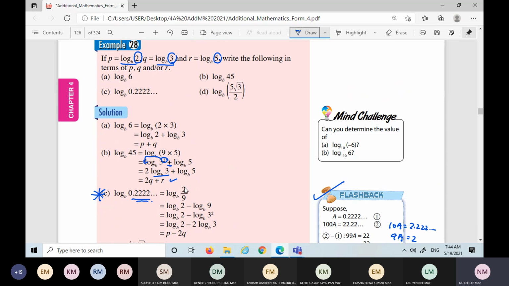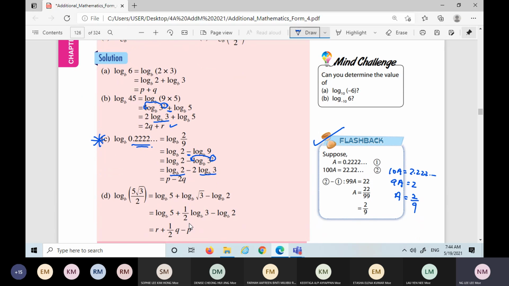So 2 over 9 becomes 2 logs, and in between is minus. So log B2 minus log B9. The 9, you write it as 3 to the power 2. Then the 2, the power, move it in front. Then this is what you have. Then log B2 replace with P, log B3 replace with Q. So this is the answer.